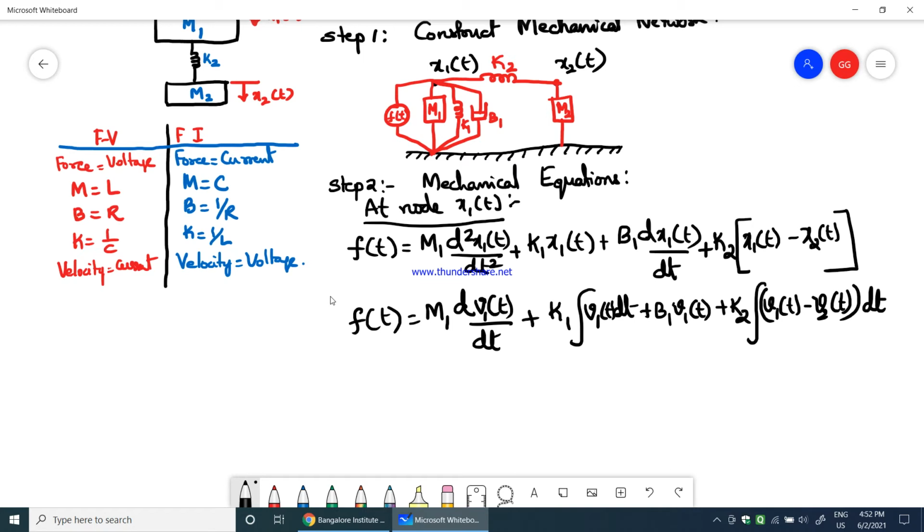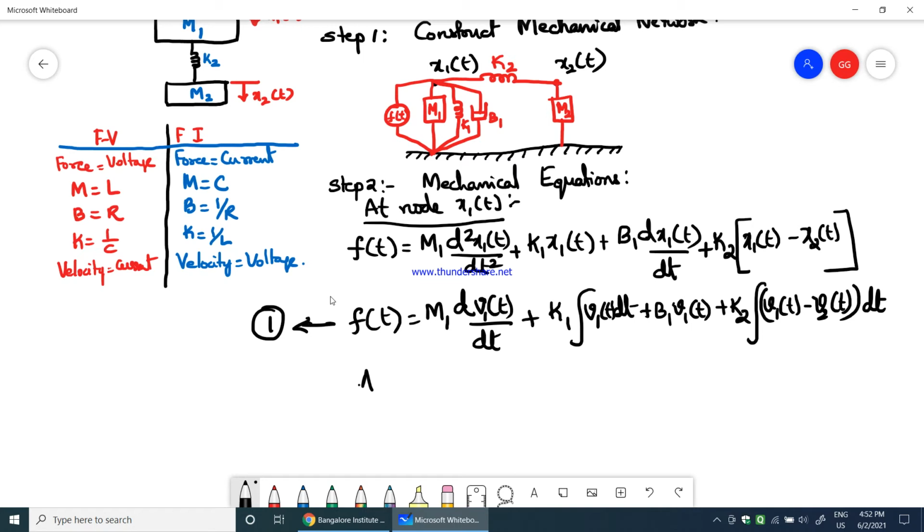So let me consider this as the first equation to be used. f of t equals m1 into dv1 of t by dt plus k1 into integration of v1 of t dt plus b1 into v1 of t plus k2 into integration of v1 of t minus v2 of t dt. So this is the mechanical equation in terms of velocity for the first node x1 of t.